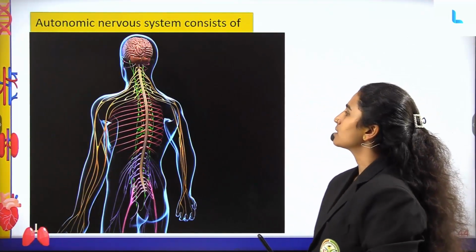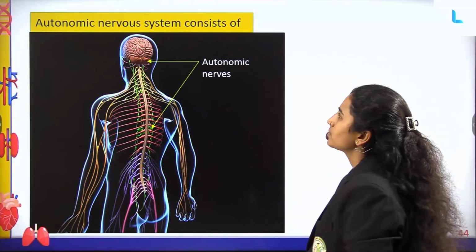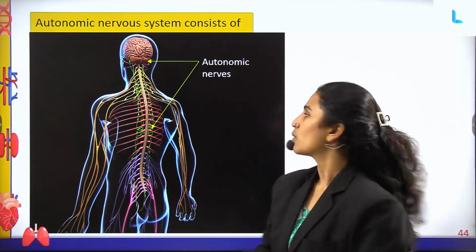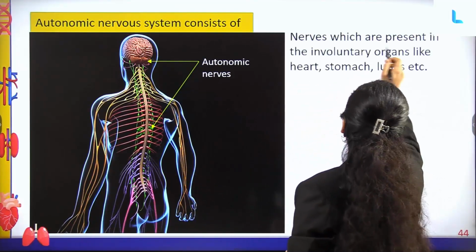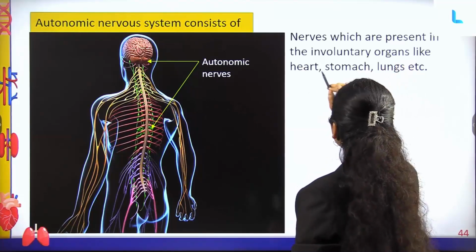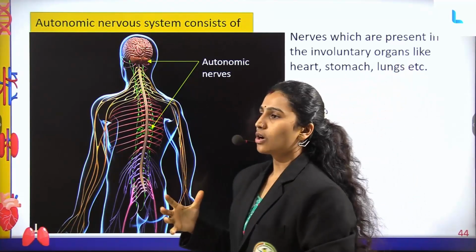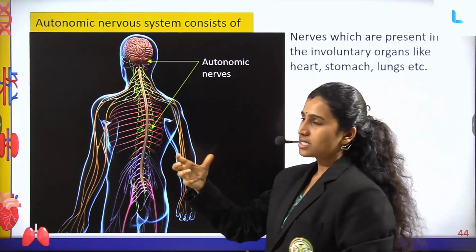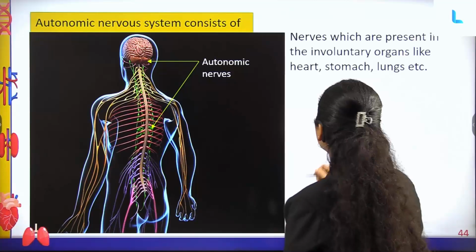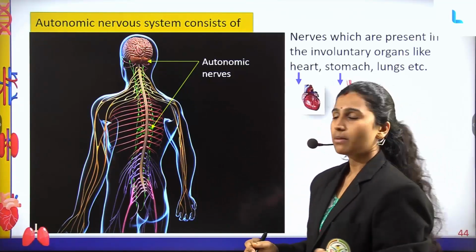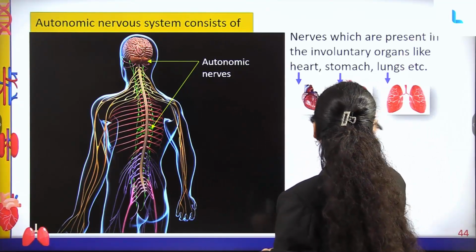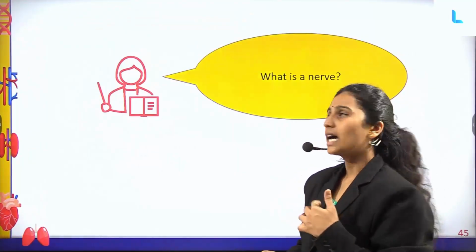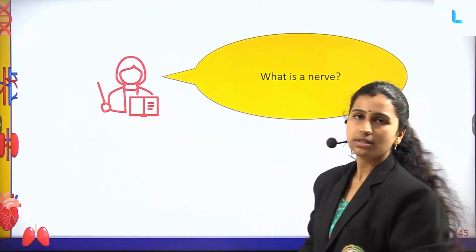Autonomous nervous system, what is this autonomous nervous system? So it has some autonomic nerves. We'll see what these are. Nerves which are present in the involuntary organs like heart, stomach and lungs. Those organs which are performing their functions on stimulating their reactions are the autonomous organs. So they are the heart nerves or the stomach nerves or the lung nerves. These are performing their functions on their own, involuntarily, without our help. So that is the autonomic nervous system.